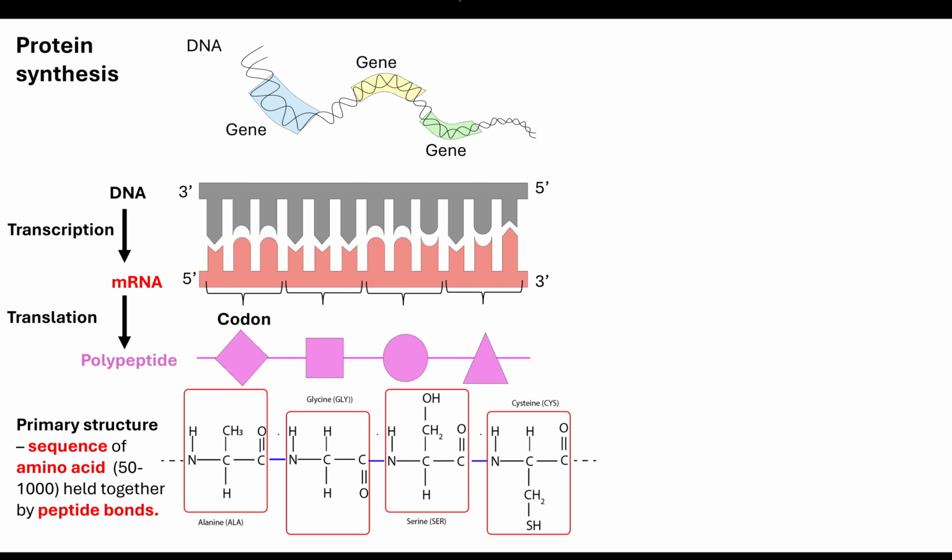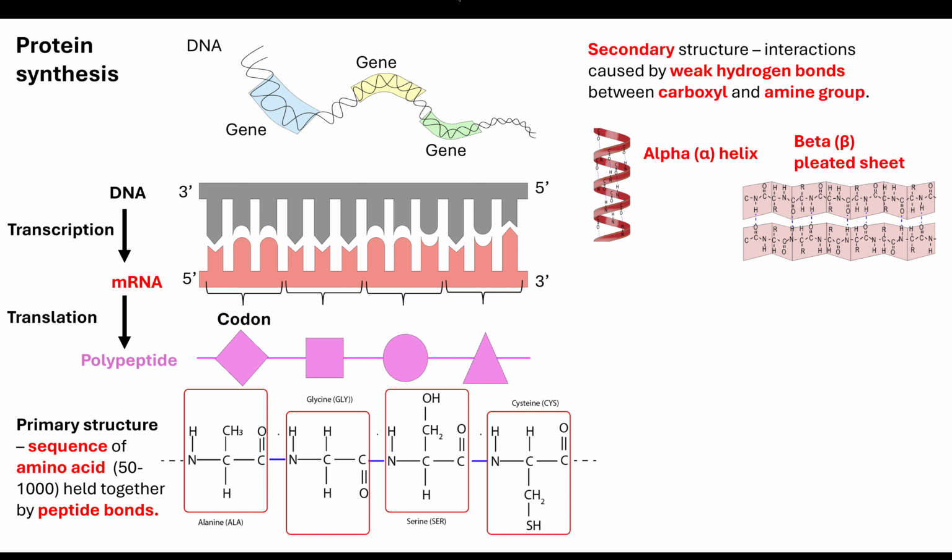So we end up with our primary structure, our sequence of amino acids that are held together by this peptide bond. So the protein, once the peptide bonds have been formed, once we have our polypeptide, that will start to fold. And the secondary structure is whether it's the alpha helix or the beta pleated sheet. So that's to do with the weak hydrogen bonds causing this either alpha helix shape or the beta pleated sheet.